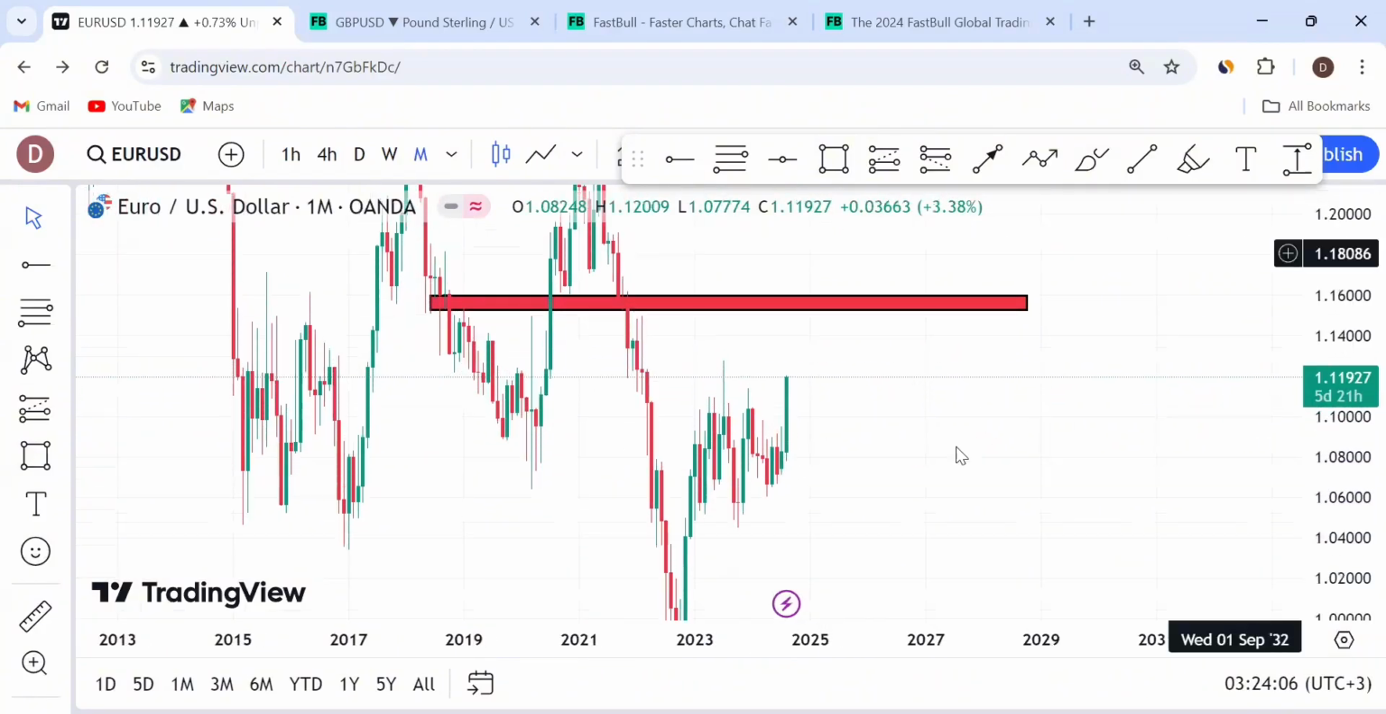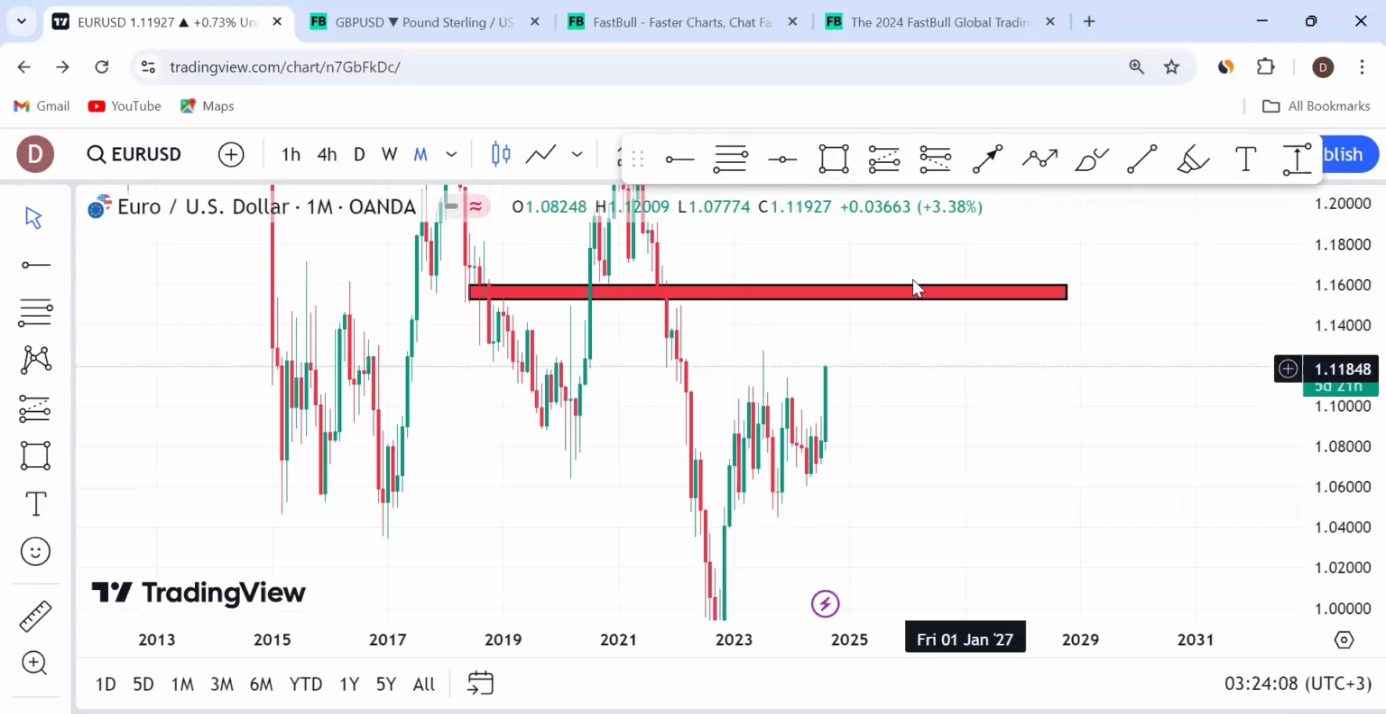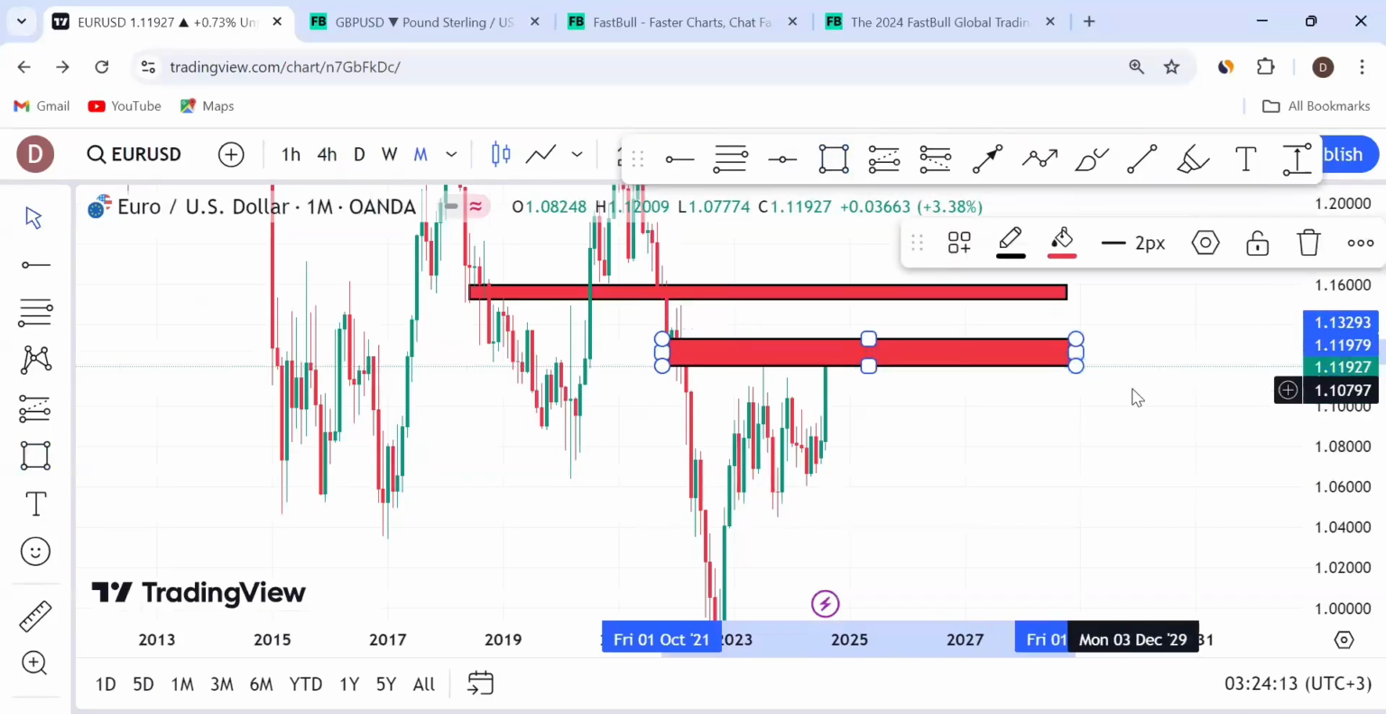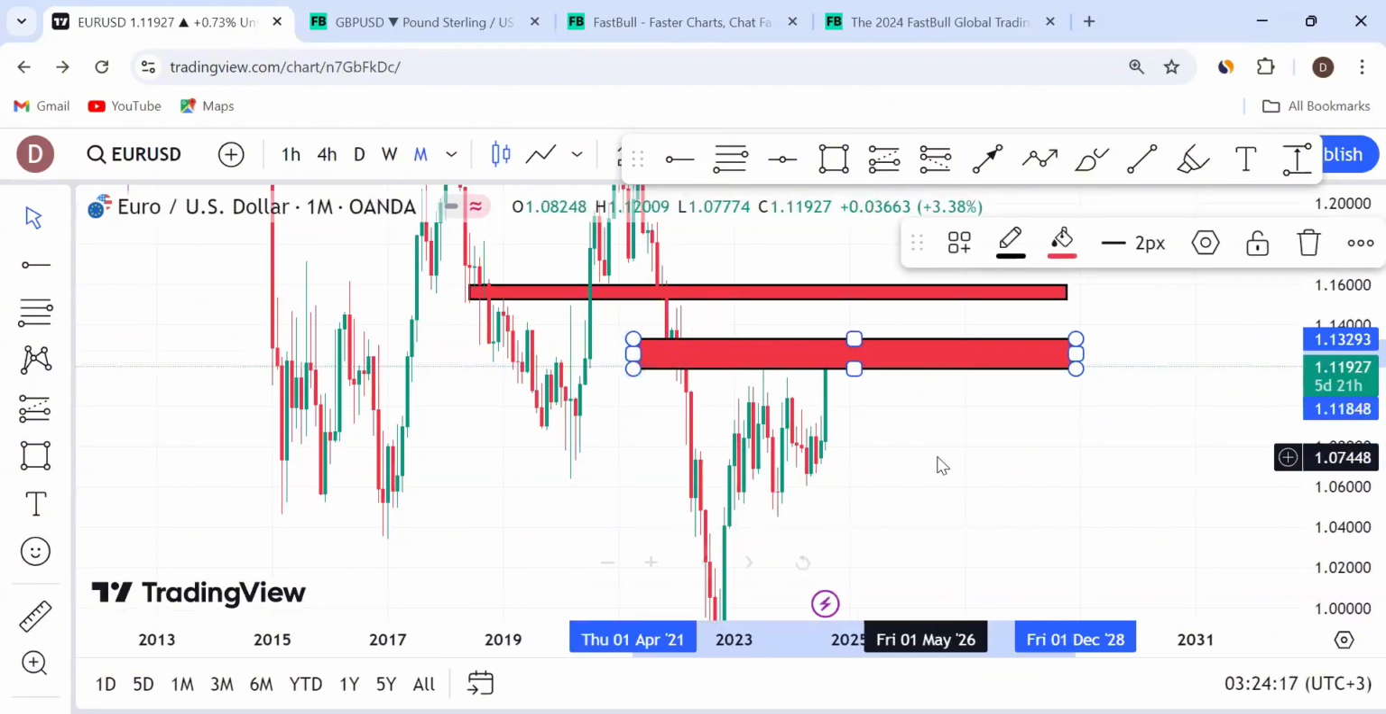Your chart has to be clean. Of course, price attempted to test it here, but we never. And then it came down and tested this area here, where currently price is. You're seeing this level here? It came down and price tested it.